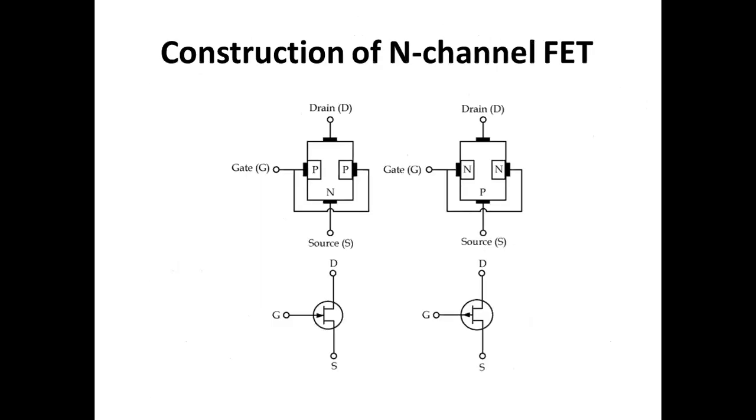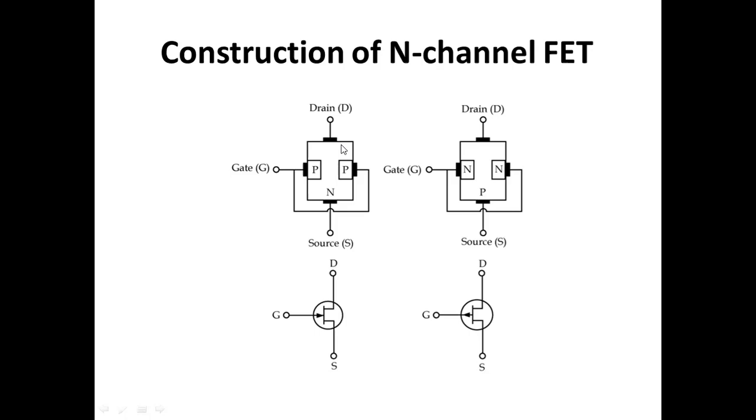Okay, so the construction of the N-channel FET. This is the N-channel FET, and this is the circuit symbol for the N-channel FET. Here the gate is one terminal, the drain is another terminal, and the source is the third terminal. It consists of an N-type semiconductor material. This one is the N-type semiconductor material.